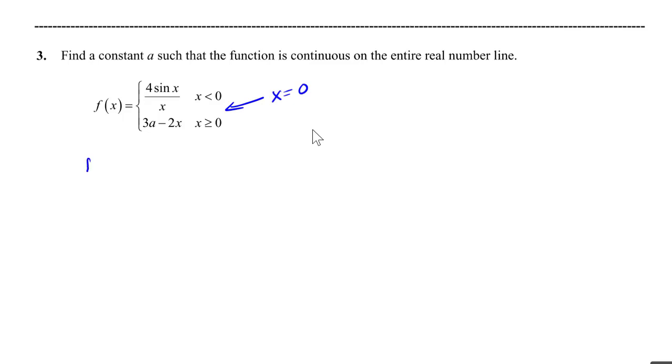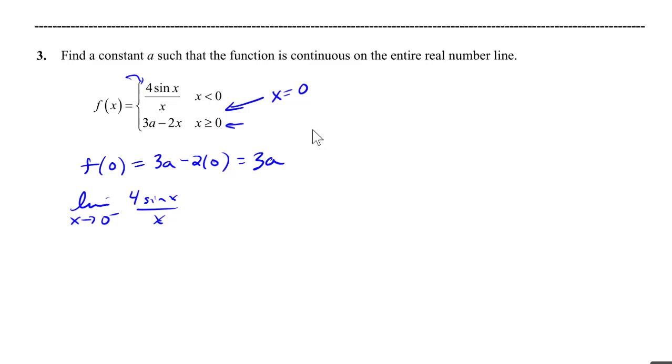All right, let's go through our steps again. Let's find what f of 0 is. Well, it's in here, so it's 3a minus 2 times 0, which comes out to be 3a. The limit as x approaches 0 from the left, when x is less than 0, is 4 sine x over x. That's our special limit. So we have 4 times the limit as x approaches 0 of sine x over x, that's 1, so we get 4.